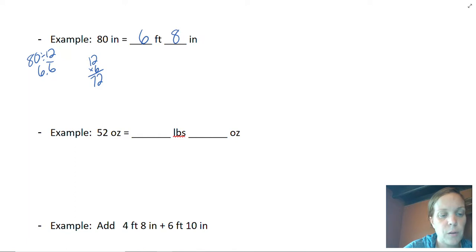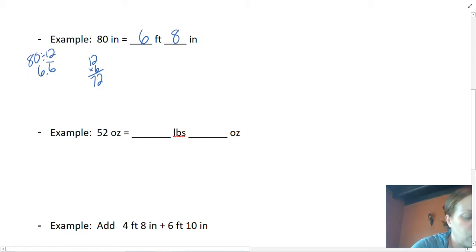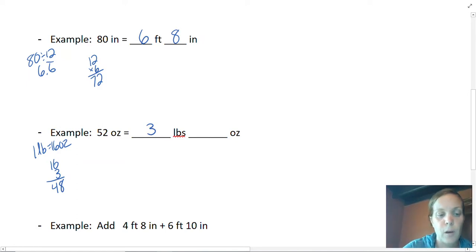Same idea with 52 ounces. I want to write this as pounds and ounces. So I need to figure out, well, how many full pounds do I have? And 1 pound is 16 ounces, just as a note there. So 16 times 3 is 48. That's how many full pounds I have in 52 ounces. So if I'm at 48, then another 4 ounces to get up to 52. So 52 ounces is the same as 3 pounds, 4 ounces.